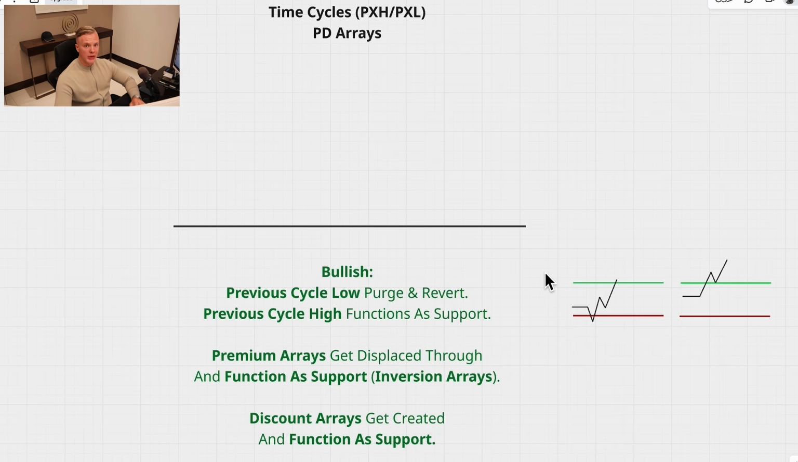When it comes to what happens in bullish order flow, it's also important to note that discount arrays will get created and will function as support on price. So what you can see is that we can both blend the time cycles with the PD arrays to gauge the order flow.